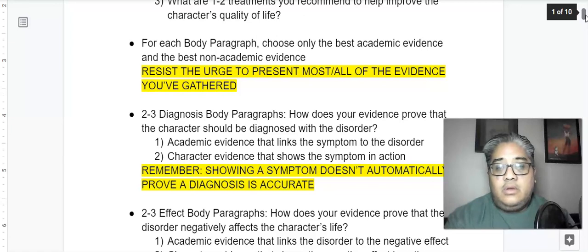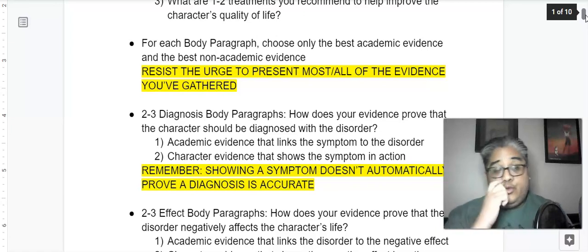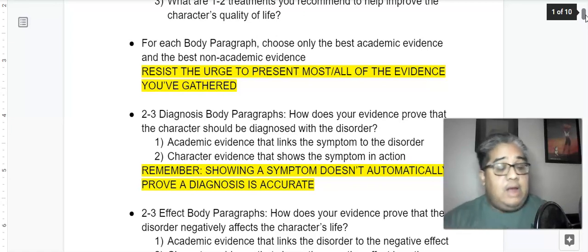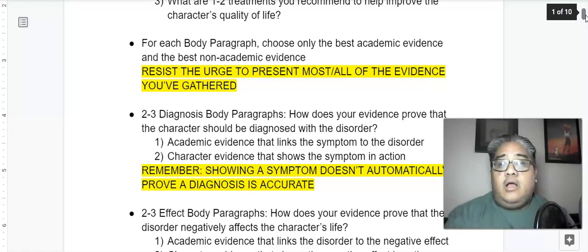I'm going to recommend a total of anywhere between 6 to 9 body paragraphs for the research paper assignment. So 2 or 3 body paragraphs for each of the 3 research paper questions. That would mean 2 or 3 diagnosis paragraphs, 2 or 3 effect paragraphs, and 2 or 3 treatment paragraphs. So let's kind of go through what I'm looking for in each of those types of paragraphs for this essay assignment.